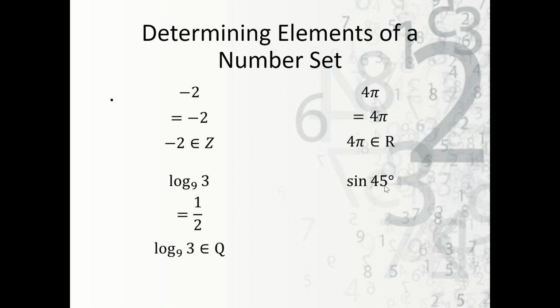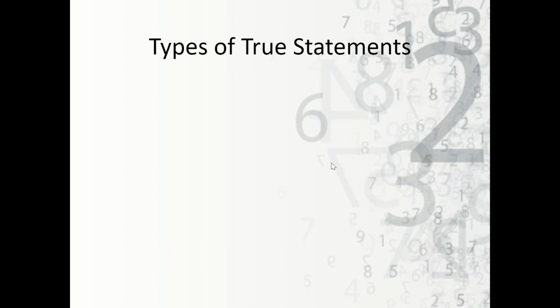Now we have sine of 45 degrees. Well, if we remember using our special right triangle, sine of 45 degrees is opposite over hypotenuse, and the opposite side would be 1, and the hypotenuse would be square root of 2, so it's 1 over square root of 2. Or when we rationalize the denominator, that's square root of 2 over 2. And notice we have a square root here that is not a perfect square, so therefore it is a real number, so this is contained in the reals.